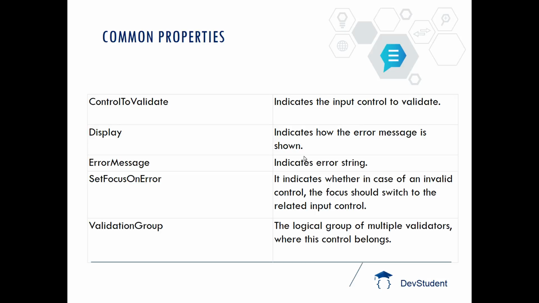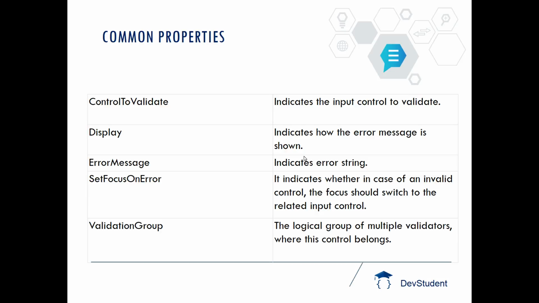Next property is set focus on error. If any validation fails, then that control will be displayed or highlighted to the user, saying that there is an error in this control, so you have to change the input value in that.